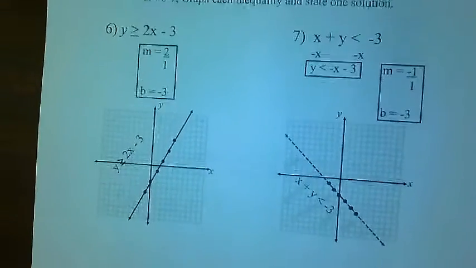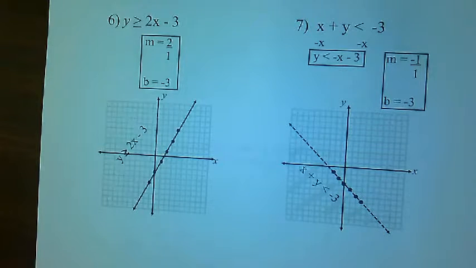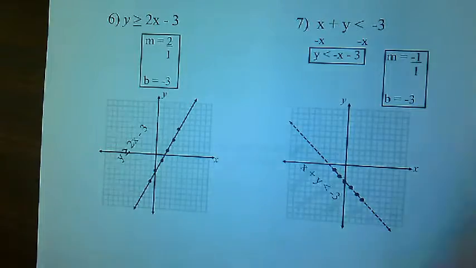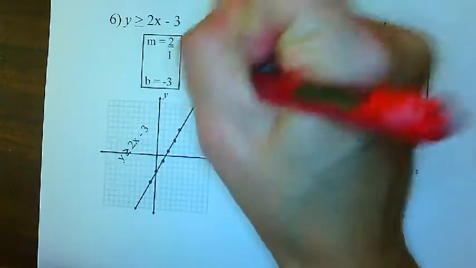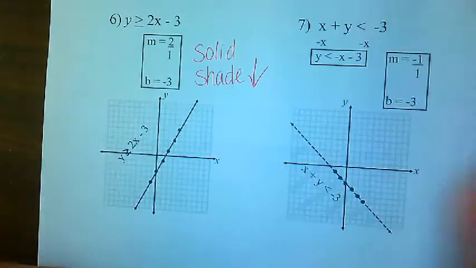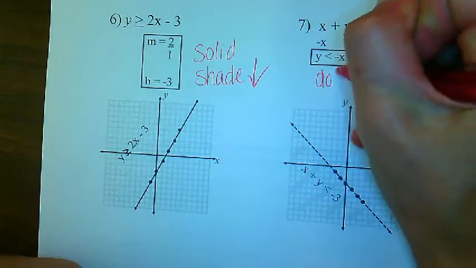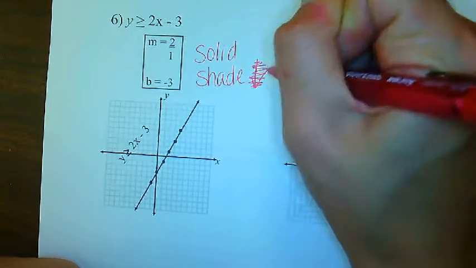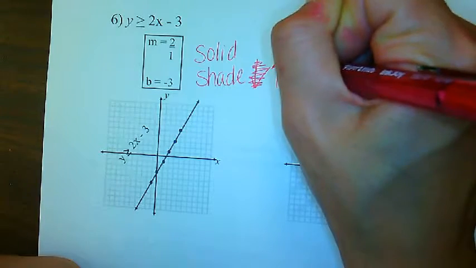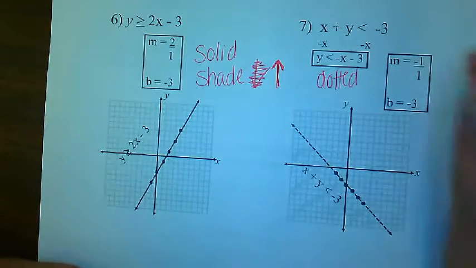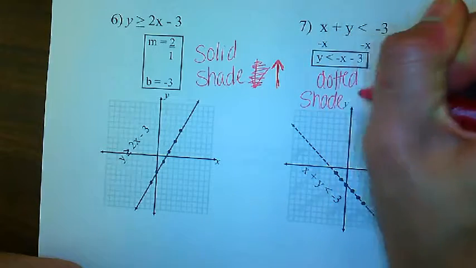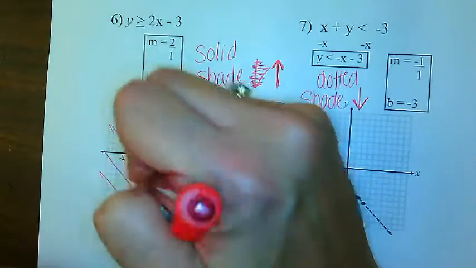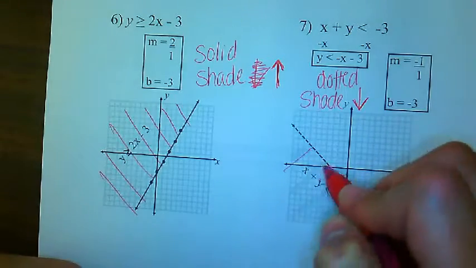Okay, and just like magic, here we go. Okay, so again, I said this is solid, shade down. This is dotted. Oh, sorry. Shade up. My bad. Shade up. Okay, this one shade down. Got a little ahead of myself. Okay, so we're going to shade up and shade down.